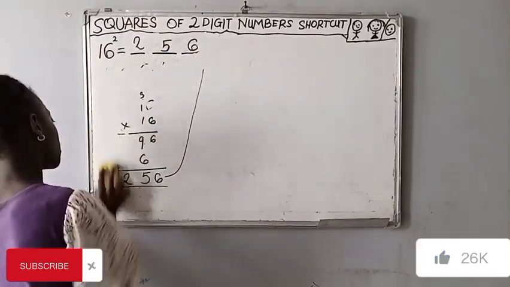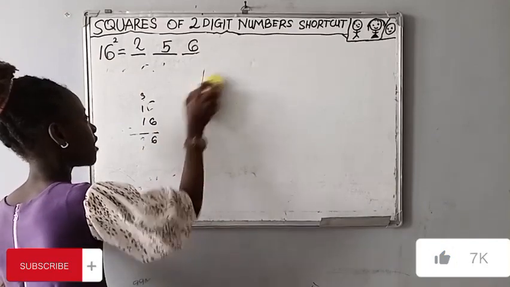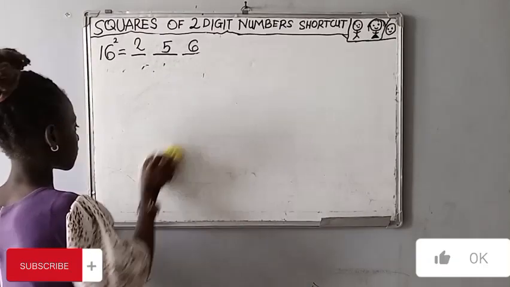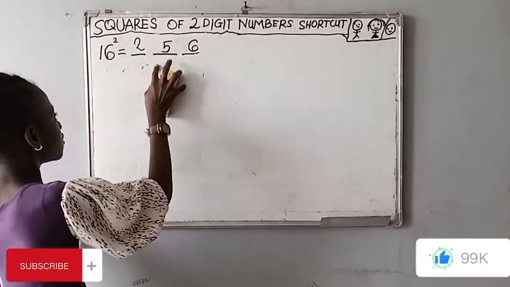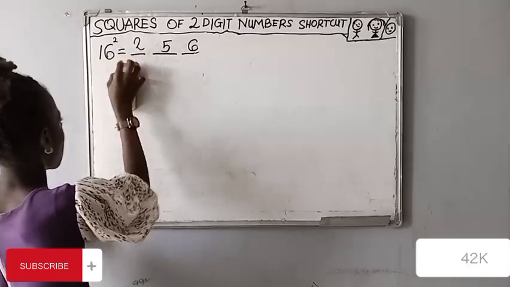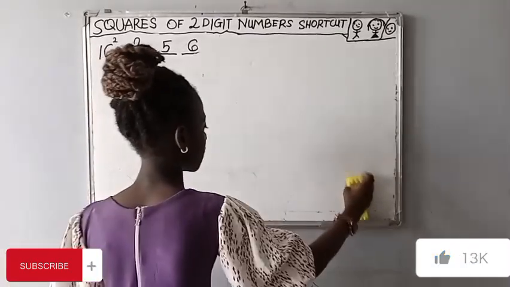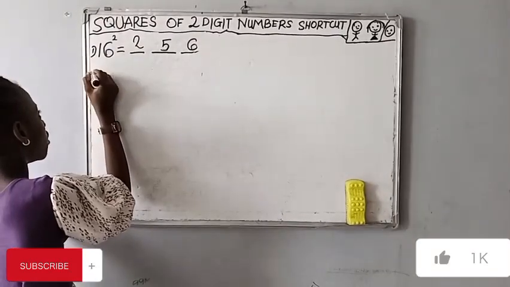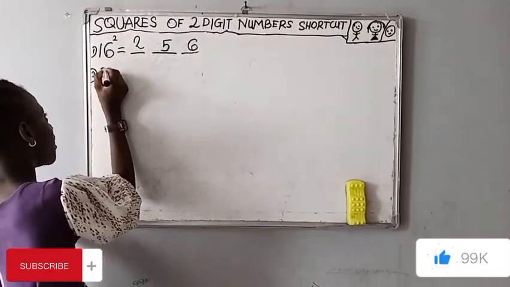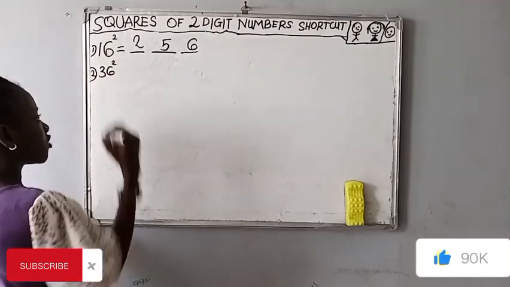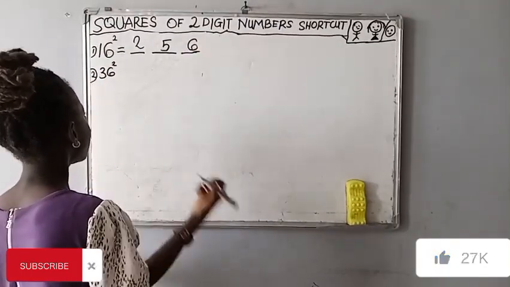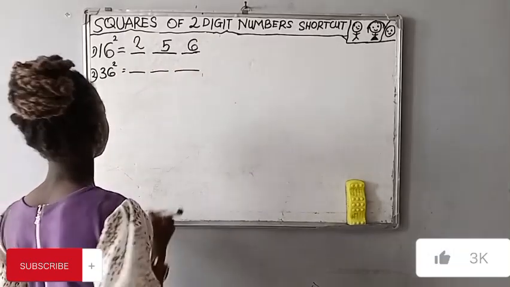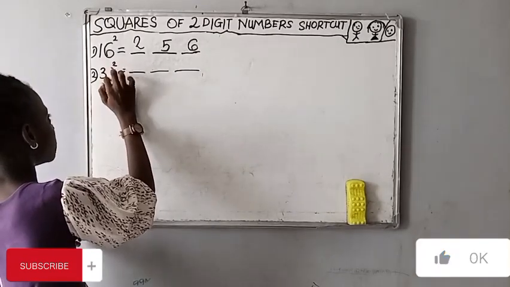Now, let's solve a second example, then a third example, and then a fourth example. Excuse me, let me clean this board first. Okay, now let me give you a second example. Find 36 squared. As we did in the first example, we write our 3 dashes first. 1, 2, and 3.